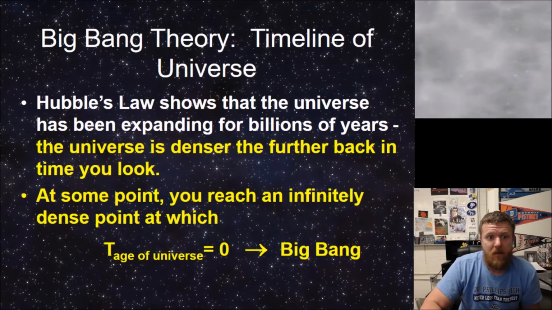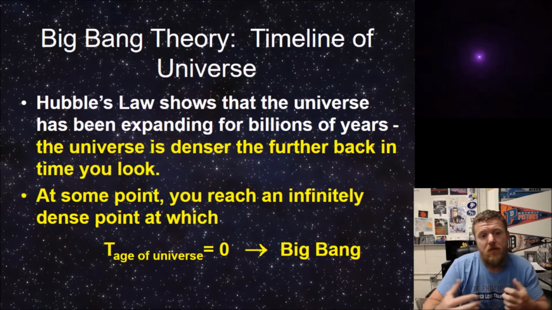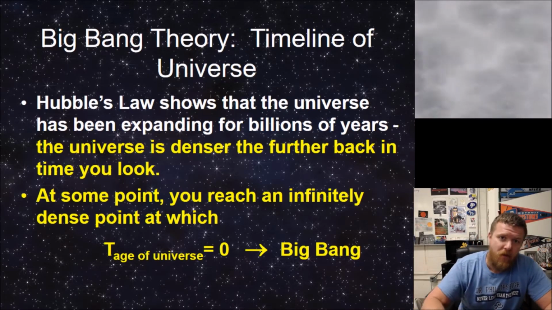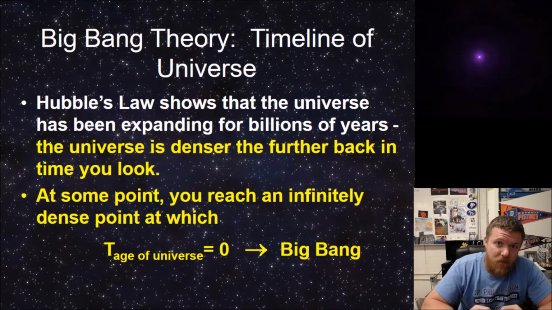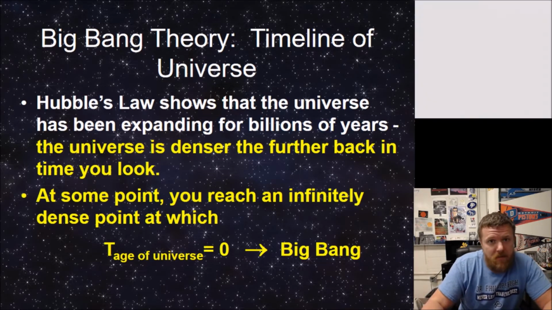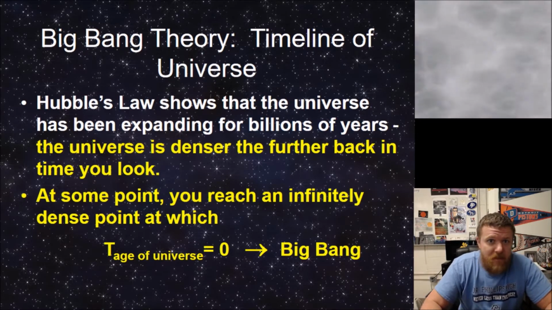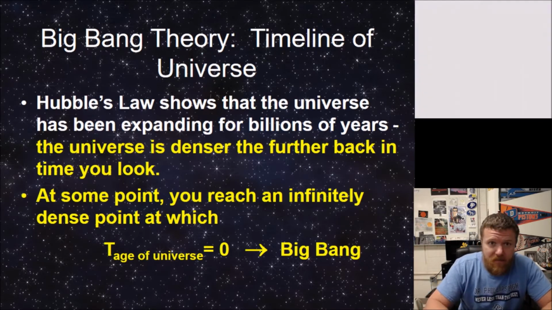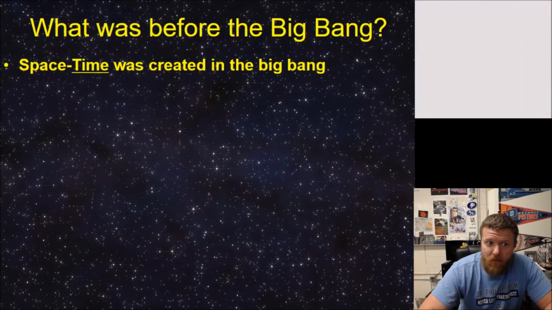So let's start our timeline. Hubble's law shows that the universe has been expanding for billions of years. You run it backwards, and at some point you reach an infinitely dense point. We don't know what it is like to be infinitely dense. That's why we don't know what's happening inside of a black hole. But we call that time equals 0, the Big Bang. Time is at 0. What was before the Big Bang?